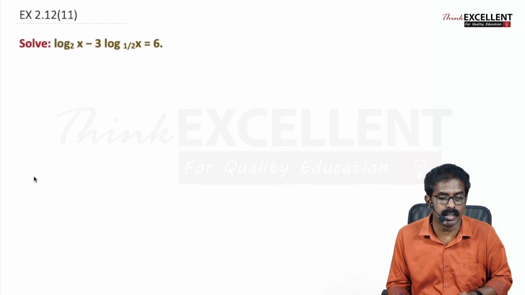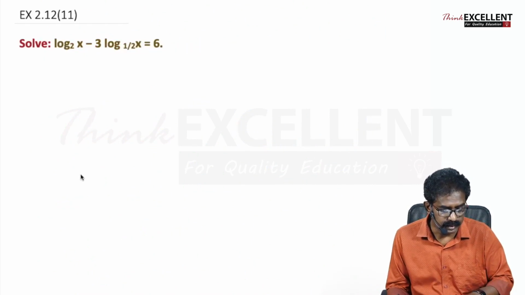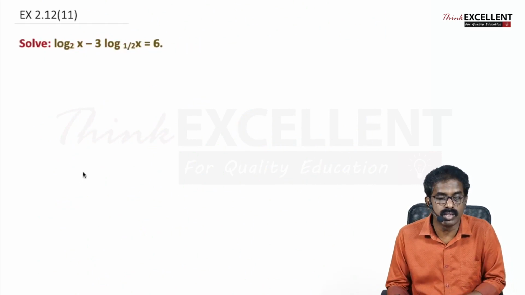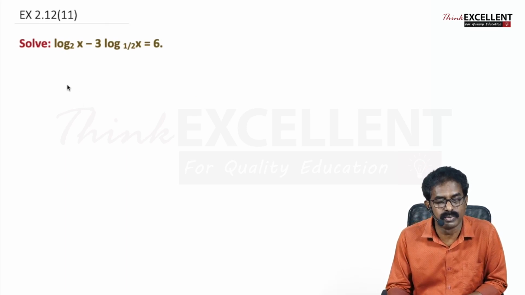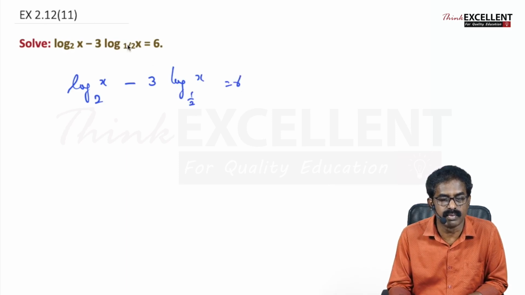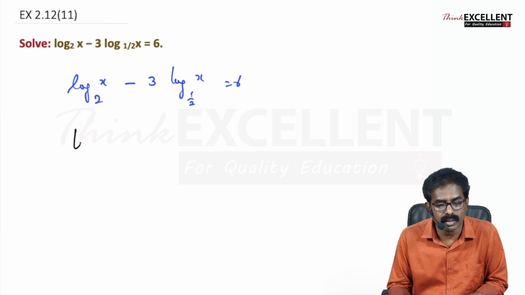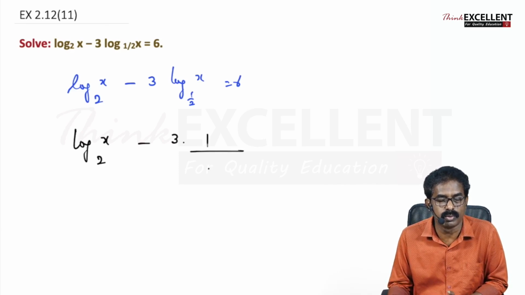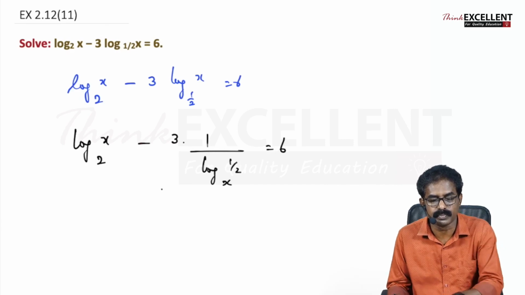Okay. Now next sum number 11. Listen, this question is to solve. Again you find x value. So what is given here? Log x to the base 2 minus 3 log x to the base half equal to 6. Listen very carefully. First term no problem. Second one you do very carefully. Log x to the base 2 minus 3 into, I am writing 1 by, so I am reversing, x and 1 by 2 interchange, log 1 by 2 to the base x equal to 6.